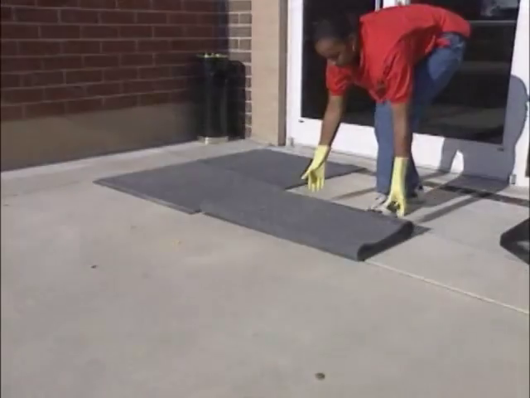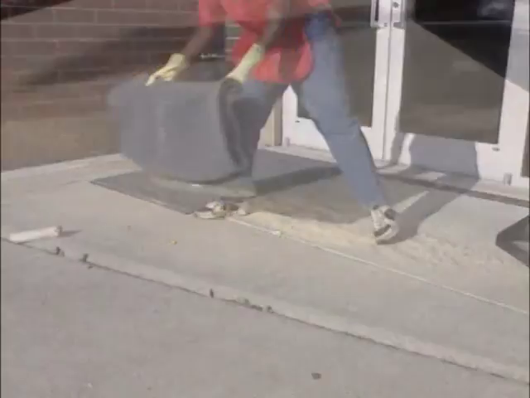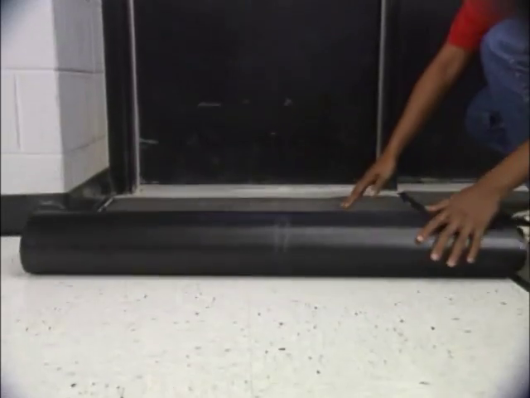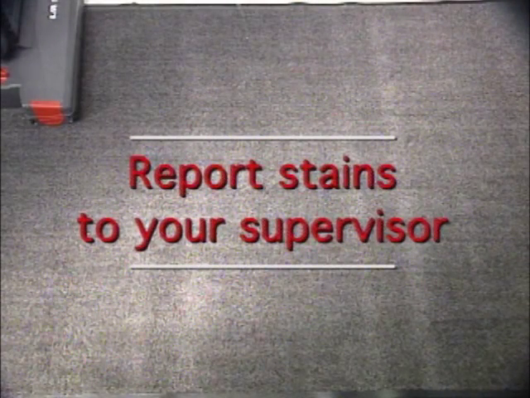It is always important to check walk-off mats both inside and outside for debris. Turn exterior mats upside down, shake to remove the soil, then turn them right side up. Sweep up all the dirt that was released onto the ground. Inside mats should be vacuumed, rolled up, and moved to the side until the entire floor is cleaned. If you see any spots or stains on the carpeted mats, report these to your supervisor.